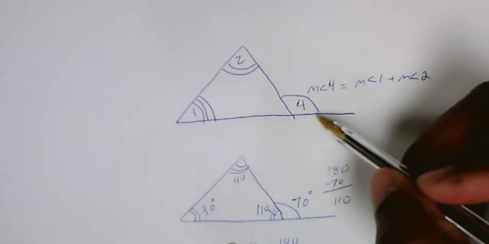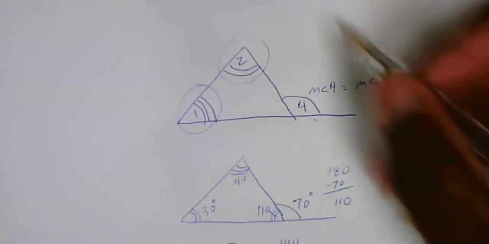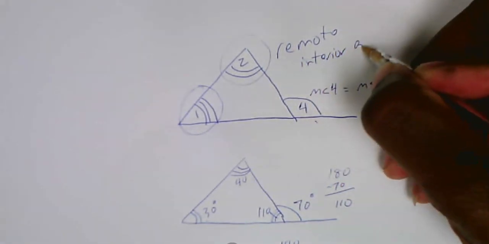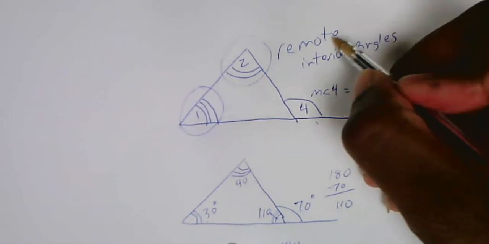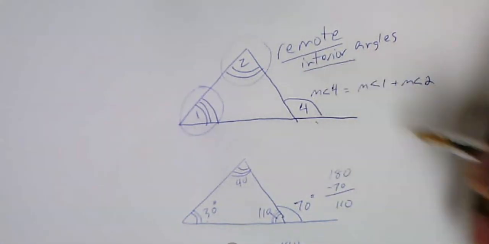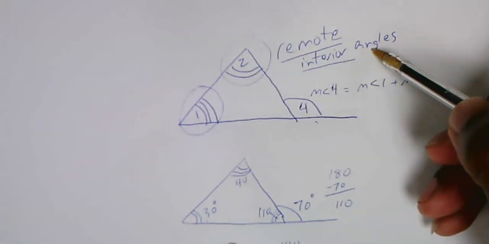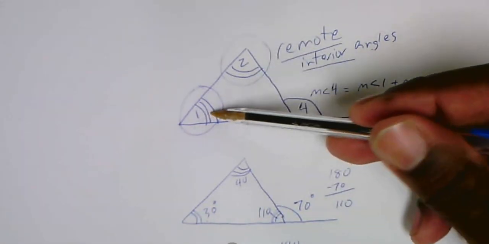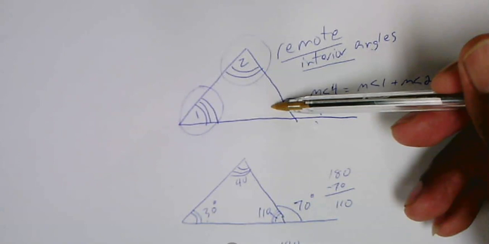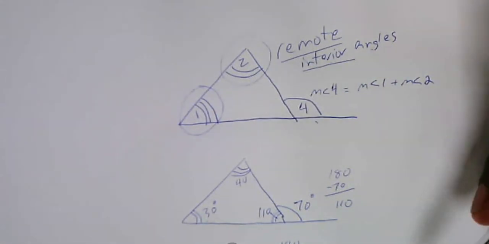So the exterior angle here is always equal to the two remote interior angles. We call these remote interior angles. Reason why? Remote means far away. Interior is the second adjective, and it means inside the triangle. So remote interior angles are the two angles as far away from angle 4 and inside the triangle. This angle wouldn't be far away. It would be adjacent to angle 4. So it wouldn't be remote, even though it's interior. So I know that's always true.